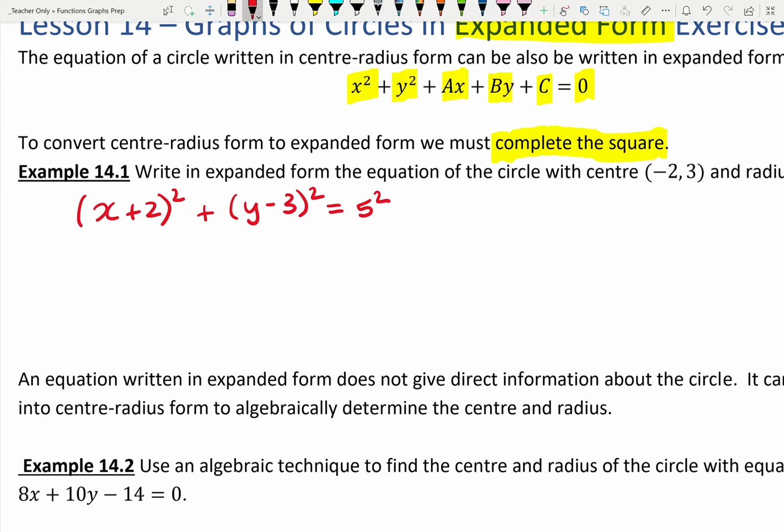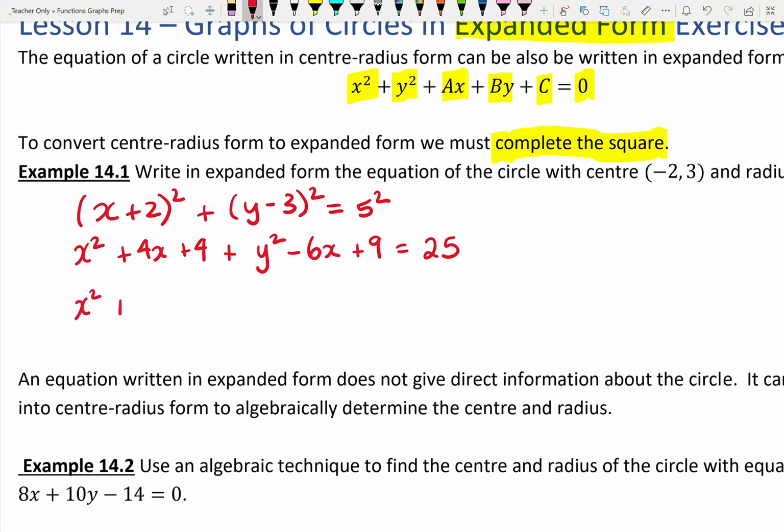We need to expand. So we're going to have x² + 4x + 4 using perfect squares expansion, plus y² - 6y + 9, also using perfect squares expansion, equals 25. From there, we just collect everything into the correct order.